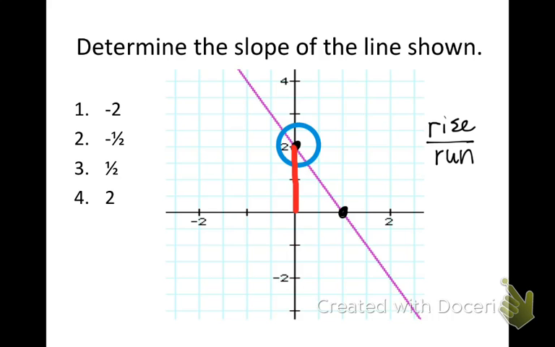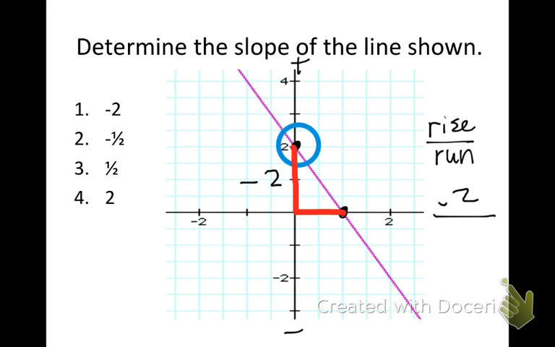Now remember, on the y-axis, positive numbers are up, negative numbers are down from the origin. So as I went down, that was like having a negative number, -2, as my rise. So I'll go ahead and write that down. -2 over my run. Well, let's see. 1. I moved 1. 1 which way? Well, to the right.